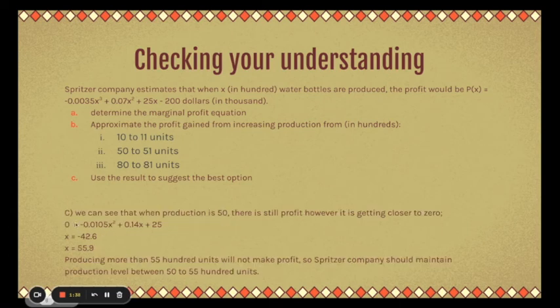So we set the equation equal to 0 and use the quadratic formula, which will give us 2 x values. One is negative 42.6, one is 55.9. Negative 42.6 is not considered, we shouldn't consider this because we're doing economics here, so you should choose the positive one. So from this, we can tell that producing more than 55 hundred units will not make us profit as it will become zero. So Spritzer Company should maintain the production level between 50 and 5,500 units.